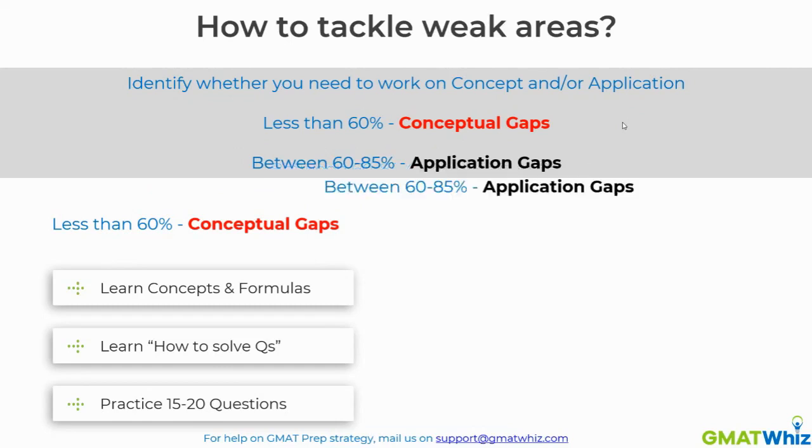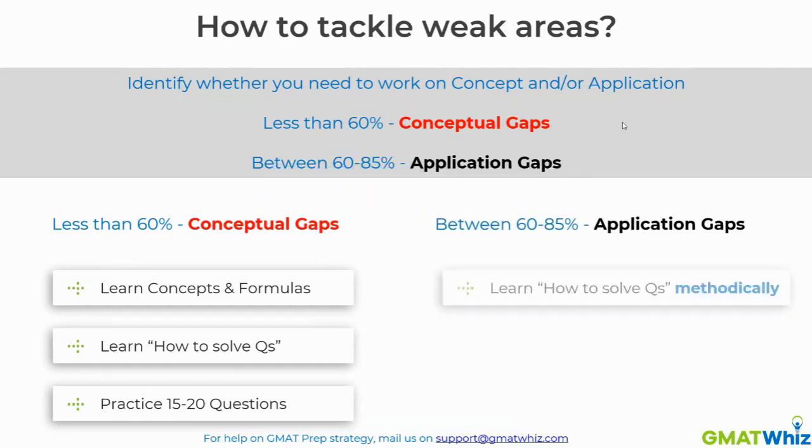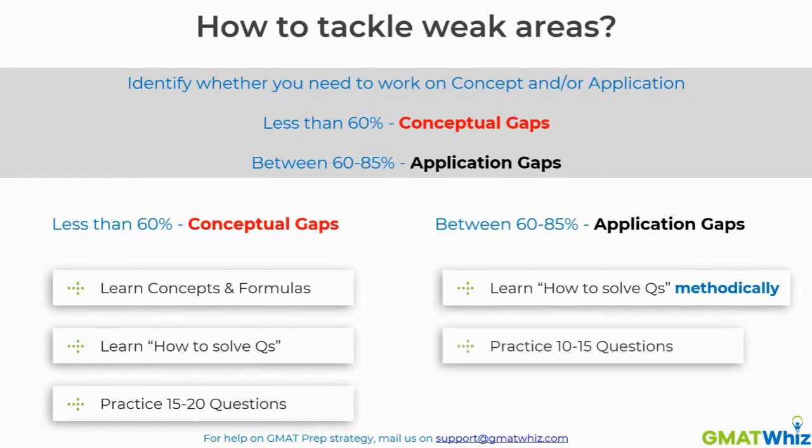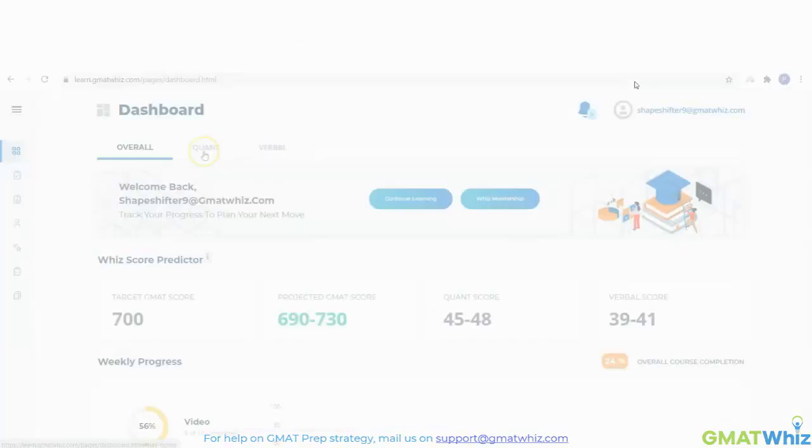Now for application gaps, you don't need to review the videos again. Just learn how to solve questions methodically. You probably know how to solve questions, but you're not using the right method. So maybe take up the concept booster file again, learn the right method, and then solve about 10 to 15 questions till the time you become comfortable with the method overall. So that is what you should do for these two areas properly.